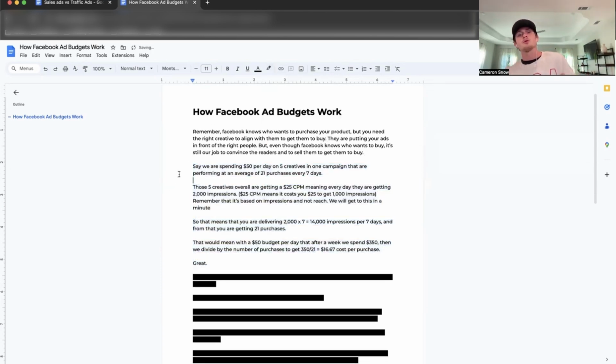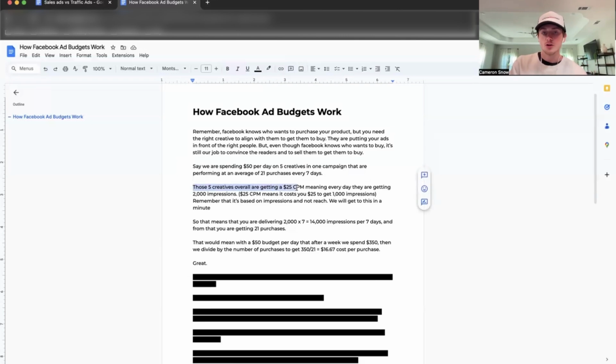So diving into this example, say we're spending $50 per day on one campaign, one ad set. There are 5 creatives in there. And overall, those creatives are performing on average, getting about 21 purchases every 7 days. So 3 purchases a day on average, because we always look at everything over 7 to 14 days. So 21 purchases over 7 days.